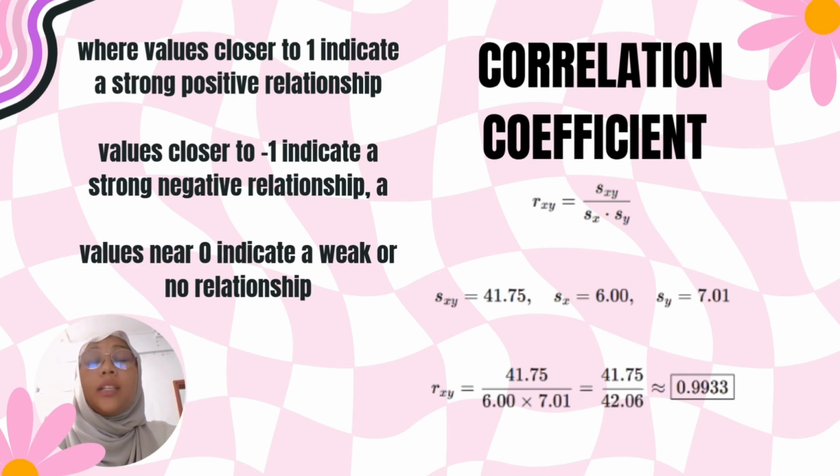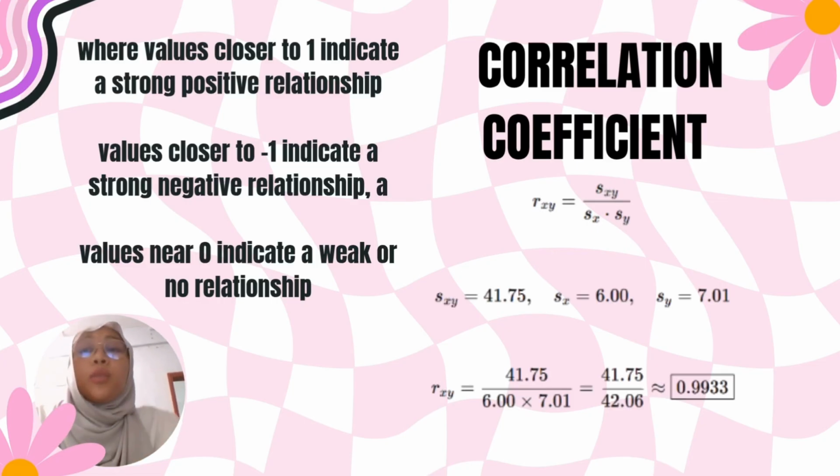For the second part of measure of association, we'll be calculating correlation. As stated in the formula, you can see SXY is the covariance between X and Y. SX is the standard deviation of X, and SY is the standard deviation of Y. You can find the standard deviation in the previous part, which is part 4. In our case right now, SXY is 41.75 that we just calculated. SX is 6 and SY is 7.01.